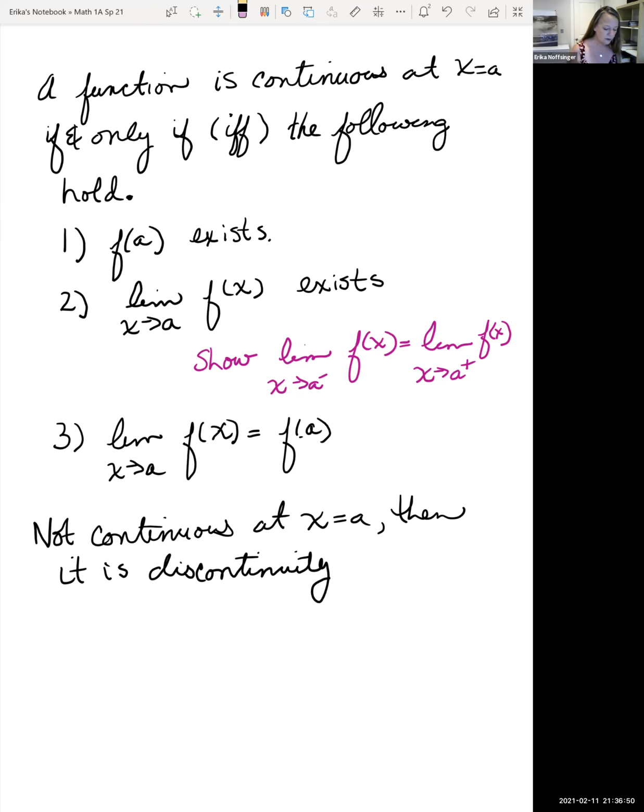Okay. So not continuous at x equals a, then it's discontinuous. And there's different types of discontinuity.